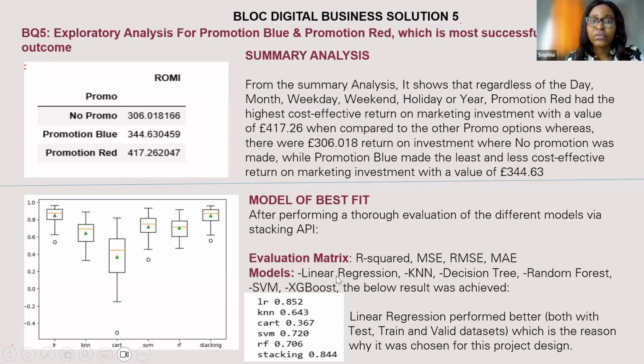Yeah, so these are the major evaluation metrics that are normally used for data science projects. And the models that are also mainly used for a regression project are linear regression, k-nearest neighbor, decision tree, random forest, SVM, and XGBoost. So using these models and making use of a stacking API, I was able to obtain this on Jupyter Notebook.